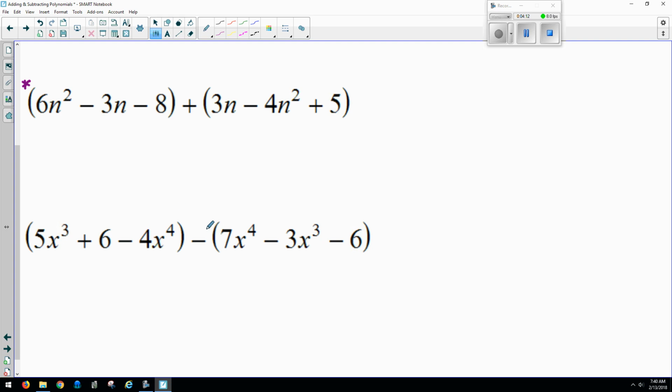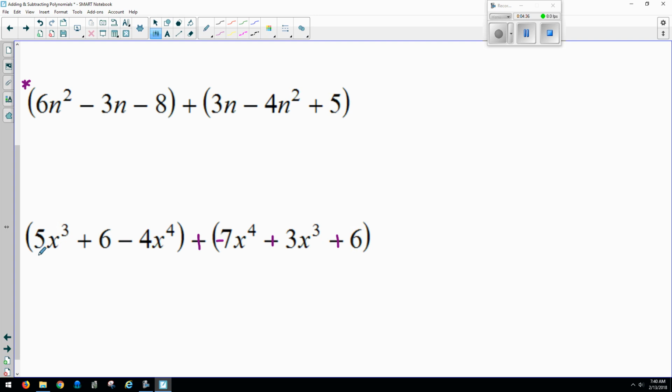And so you can see I have a subtraction sign here. I'm subtracting everything in the second set of parentheses. The only symbols that are going to change are everything in the second set of parentheses. So I'm going to change this to a plus, and I'm going to change every single symbol. Don't forget about the positive in front of the 7 here. So that becomes negative, this becomes positive, and this becomes positive.